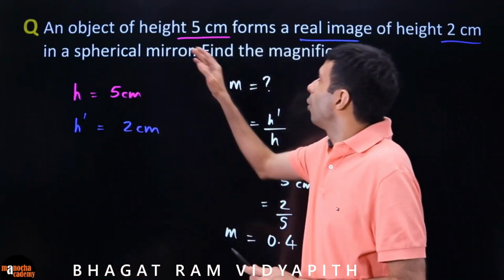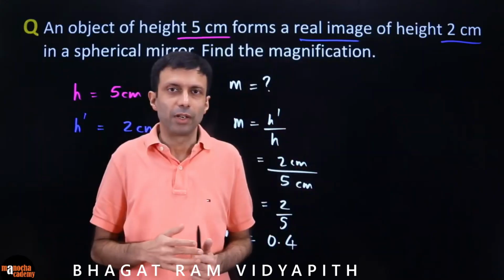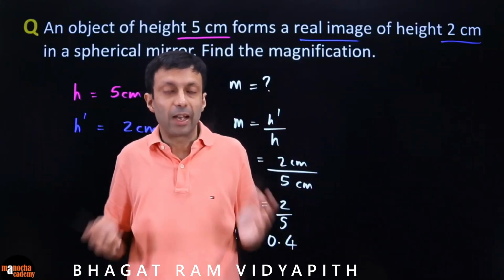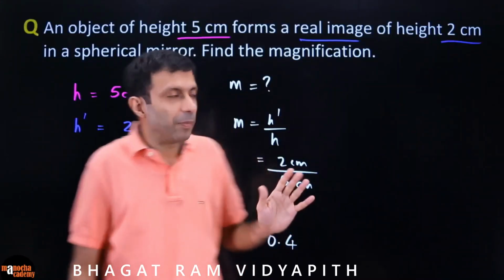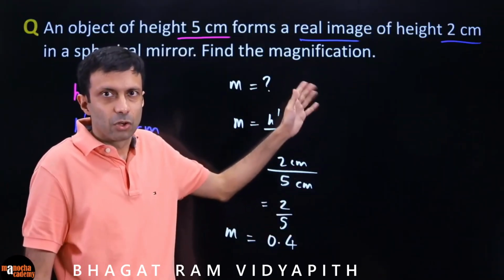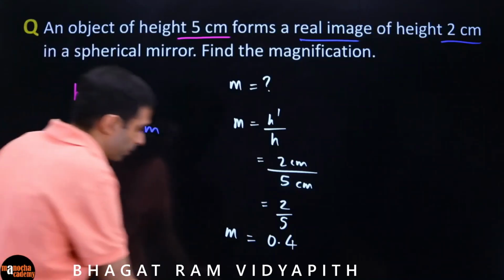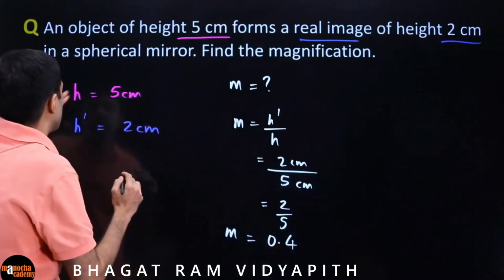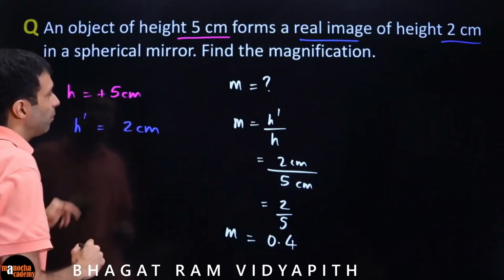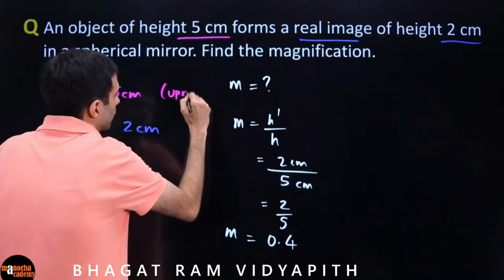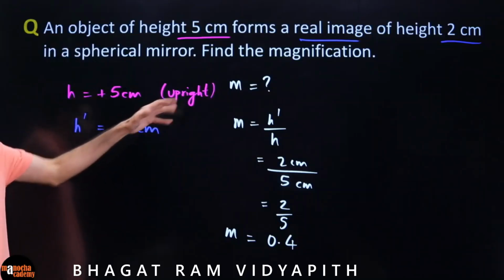So let's read it carefully. Object of height 5 centimeter. Now they haven't told us whether the object is upright or inverted. But usually object is upright. Otherwise they would have said inverted object. So if an object is upright, that means it's along the positive y-axis. So this sign is correct, positive. In fact, to remember it, you can even write +5. So that means you have thought of the sign. So you can write h is +5. Why? Because it is upright. You don't have to write the reason. This I'm just telling you to explain.